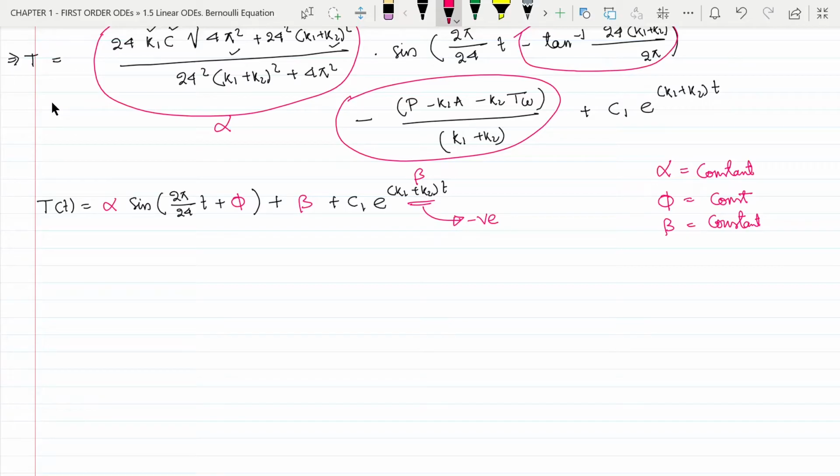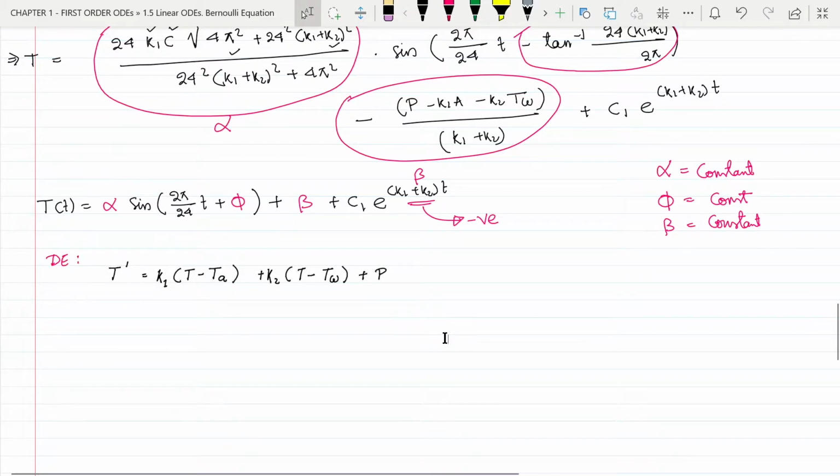The differential equation given in the question is this one, where T is the temperature inside the building, TA is the outside temperature, TW is the wanted temperature, and P is the rate of increase of temperature due to man and machines. And k1 and k2 are given, which are negative constants. And this T is the temperature inside the building at any time t. So we have to explain the effect of each of the terms of the equation on the solution. For that, let us understand what the graph of the solution would look like.